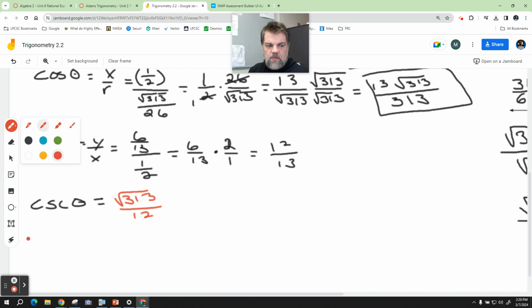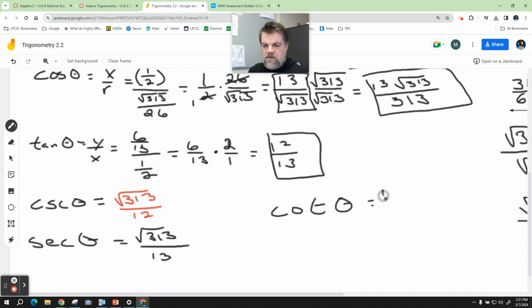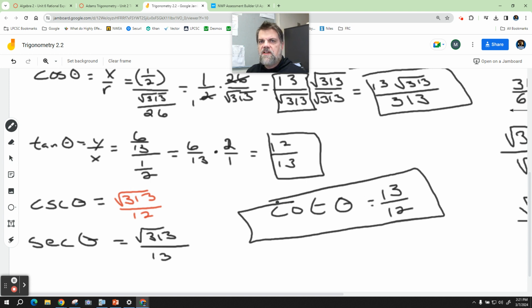And then for the next one, I'm going to do secant, which is the reciprocal of cosine. And then that's this one right here. So that just becomes the square root of 313 over 13. And then cotangent is just going to be the reciprocal of this. Cotangent of theta is equal to 13 over 12. So that one is a little hard, but now you're smarter because of it.